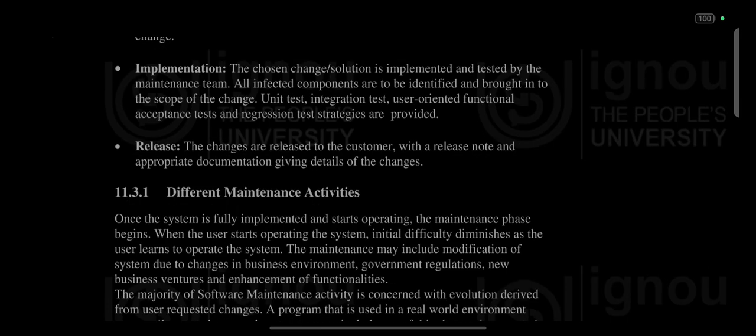Implementation. The chosen change/solution is implemented and tested by the maintenance team. All infected components are to be identified and brought into the scope of the change. Unit test, integration test, user oriented functional acceptance tests, and regression test strategies are provided. Release. The changes are released to the customer with a release note and appropriate documentation giving details of the changes.